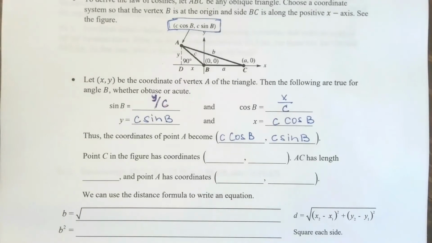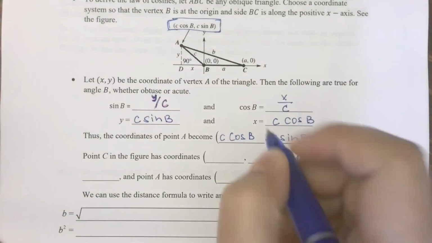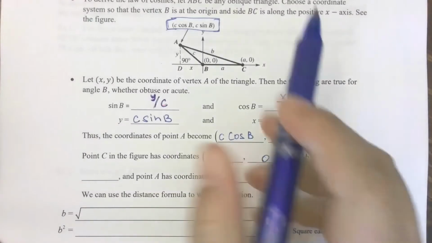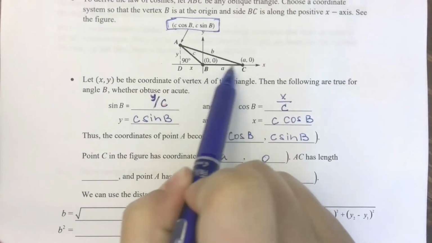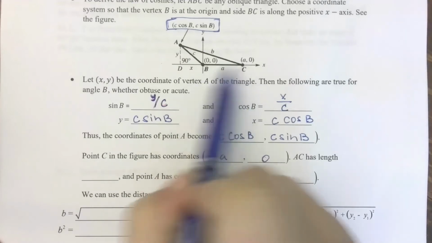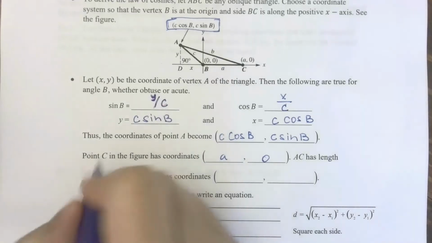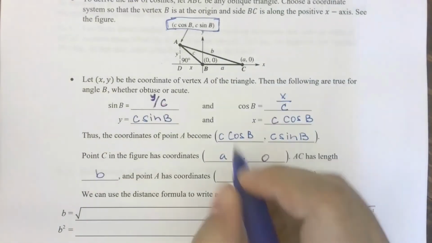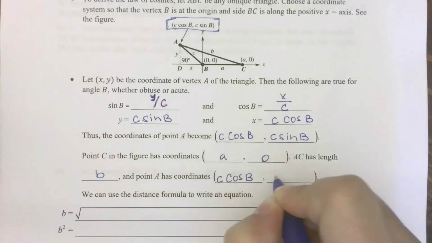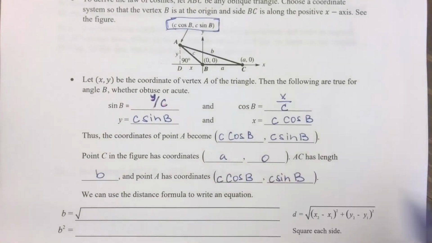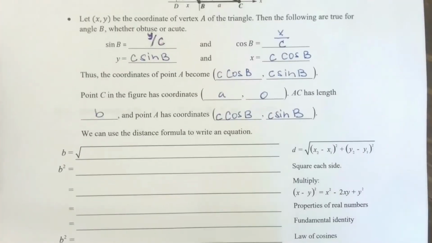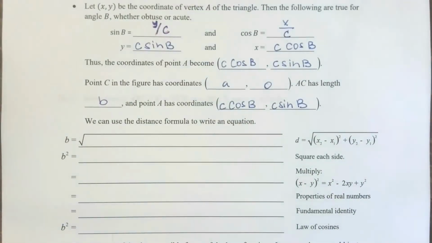Then point C has the coordinates (a, 0). Looking from here, the x value is the length of a, and y is 0 because we are on the x-axis. AC has the length of b, and again point A has the coordinates (c cosine B, c sine B). We can use this information and the distance formula to write an equation.